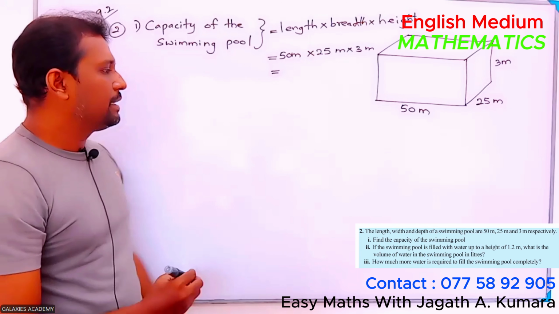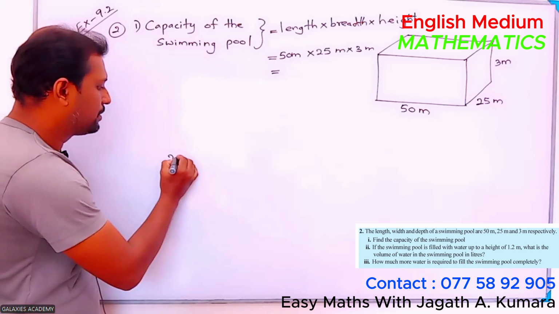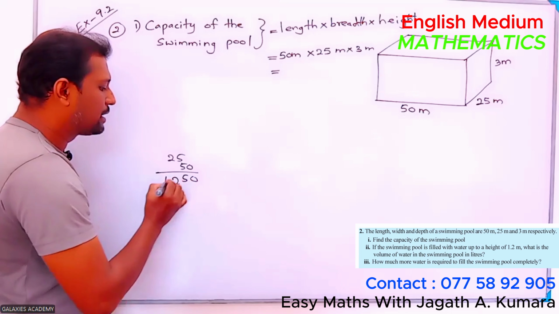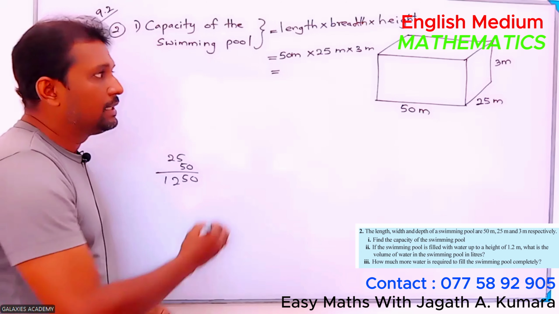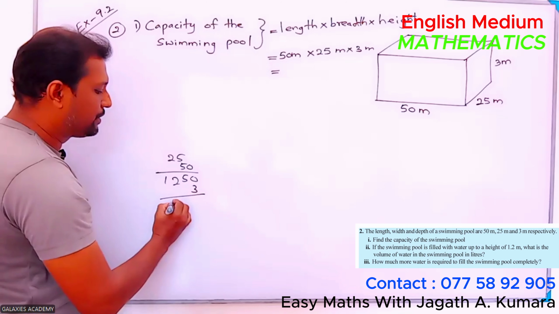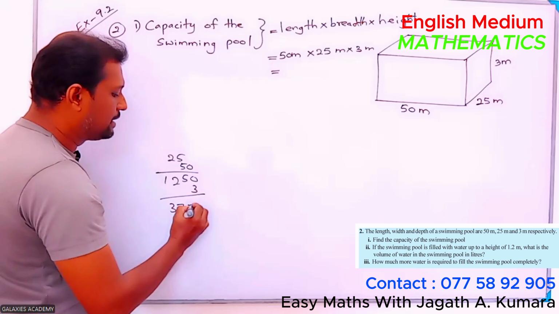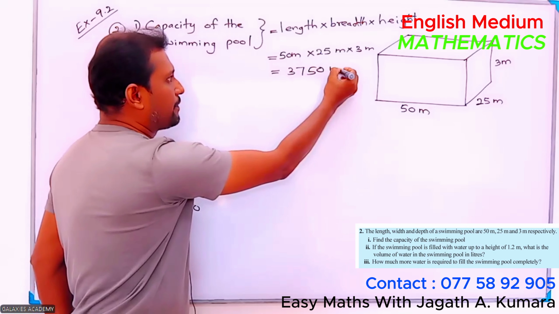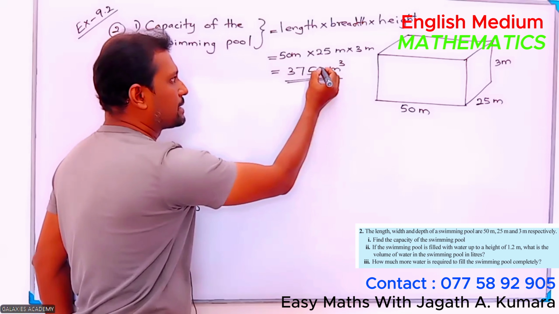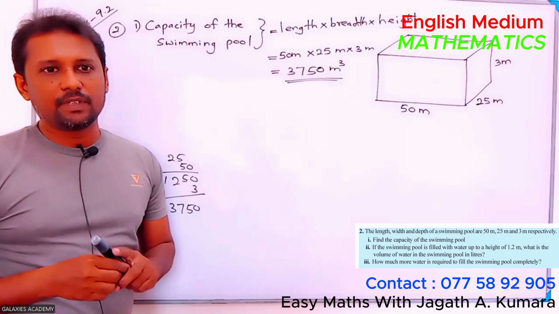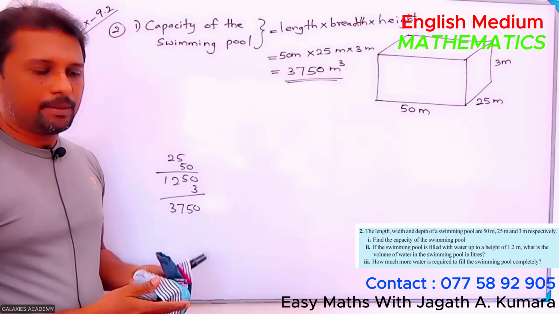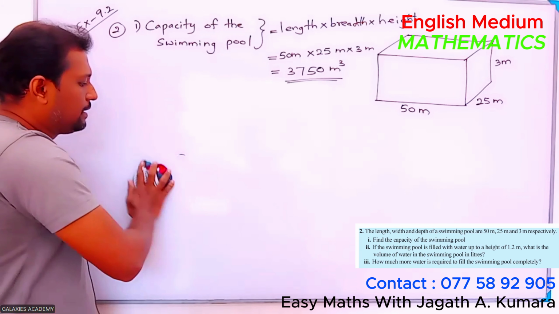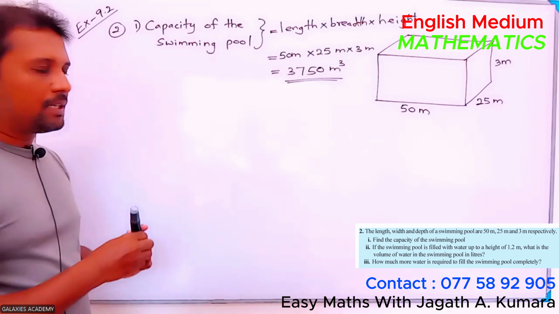50 multiply 25. 50 multiply 25 is 1250. Then again you have to multiply by 3. So the answer is 3750 cubic meters. 3750 cubic meters. It is the first part answer. Then let's go to the second part of this question.